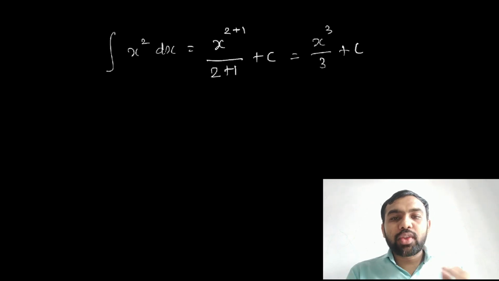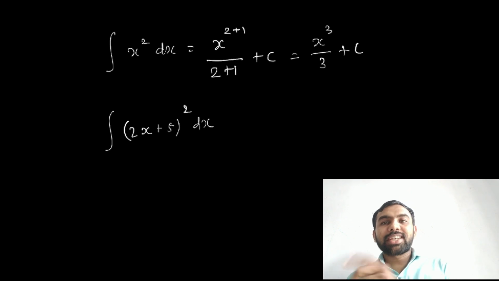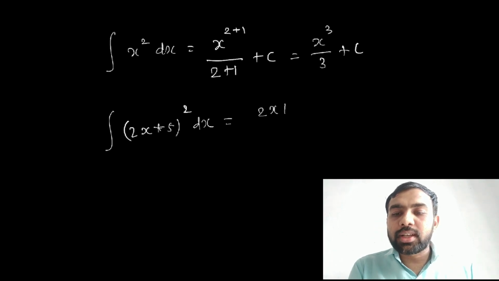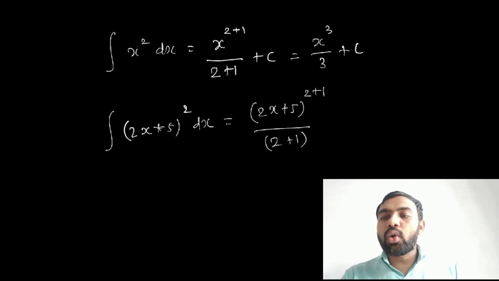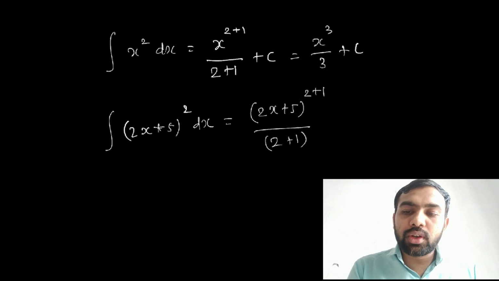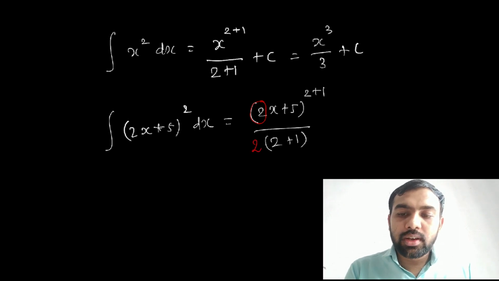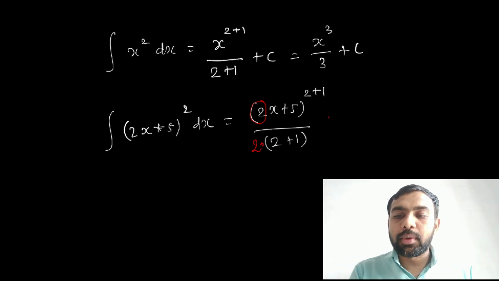Do you understand? Now if the same thing is given, x times (2x plus 5) raised to 2 dx, if this type of term is given to you, it means ax plus b. Here a is equal to 2 and b is equal to 5. Then apply the same rule. One power increases, so (2x plus 5) raised to 2 plus 1, and the new power 2 plus 1 comes in the denominator. Whatever the coefficient of x is, what is the coefficient of x? 2. So this 2 comes in the denominator as a multiplier: 2 into (2x plus 5), and plus c.